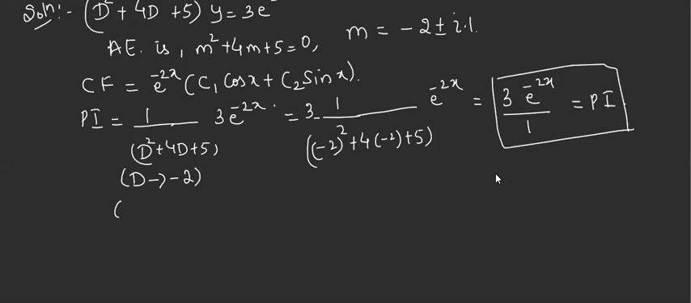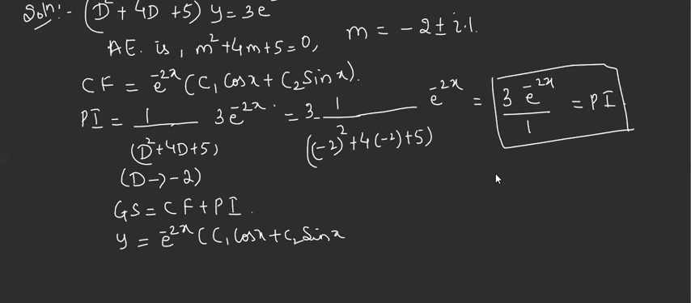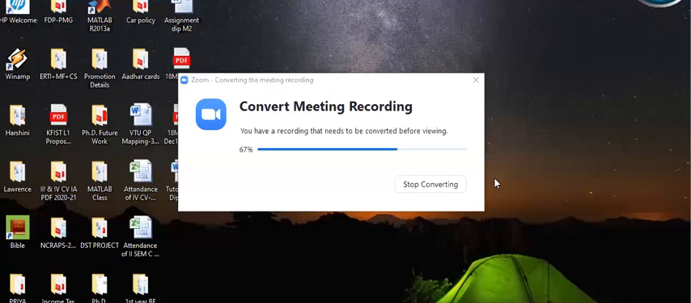What is to be written next? GS equal to CF plus PI. This step carries 1 mark. Some students know it but don't write it, so evaluators don't hesitate to cut the marks. Later, your calculation and their calculation don't match, and you say they have given me less marks. If you write it 100% fully, then there is no chance of that.